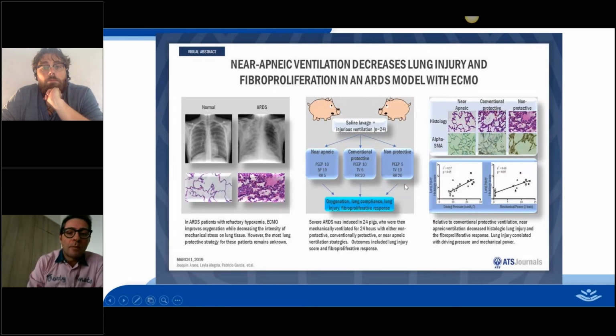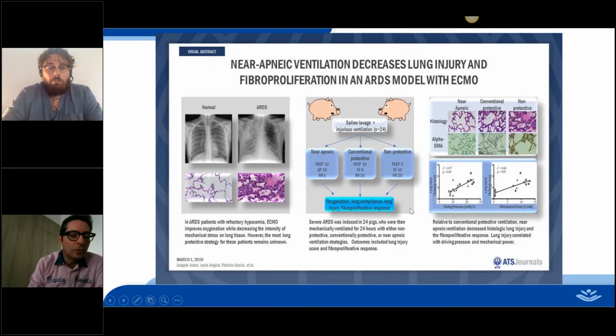Let's say the problem. We had a non-protective ventilatory approach in a group of pigs with ARDS, a conventional approach, and a near apneic approach. As you can see, the near apneic approach here has a high PEEP, a low respiratory drive, low respiratory rate, and a low driving pressure. What they were able to find was this one.